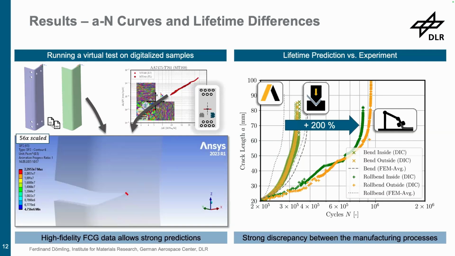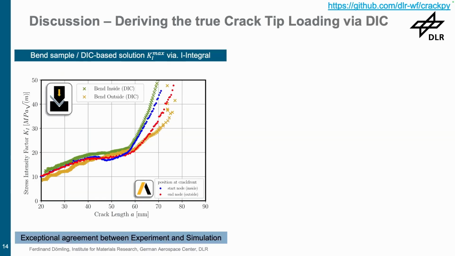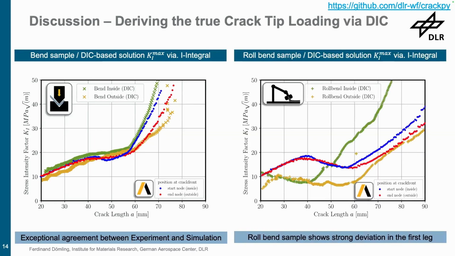And we could stop here. We could say, okay, that's enough. We see this is superior, but that's not what we want to do, because we want to understand why that is the case. So now to the discussion. Here, like I said, we evaluated the stress intensity factor for our samples with like 350 points over the full crack growth length. And we see the excellent agreement for this process between the simulation, even split in outside and inside, and the experiment. And this is not the case for our roll band sample.